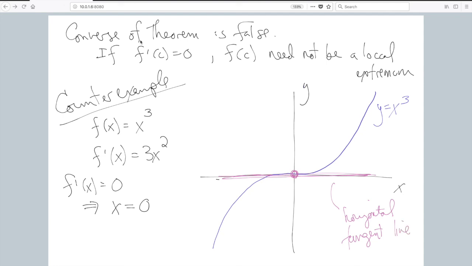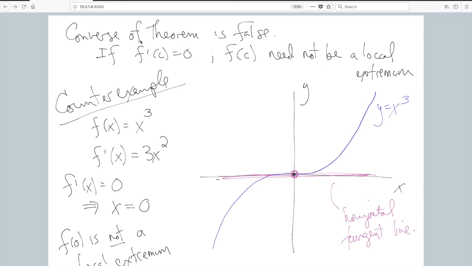But it's also true that the origin is not a local extreme value. So f of 0 is not a local extremum in this case. You can see that if you go to the right, the function goes up. That means it can't be a local maximum. If you go to the left, it goes down. That means it can't be a local minimum. So it's neither.